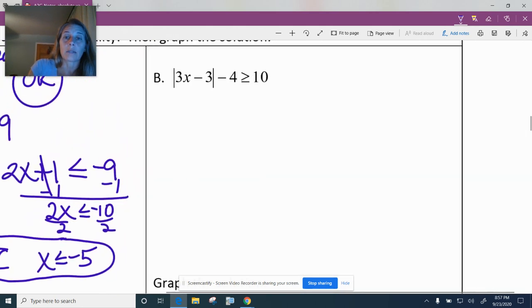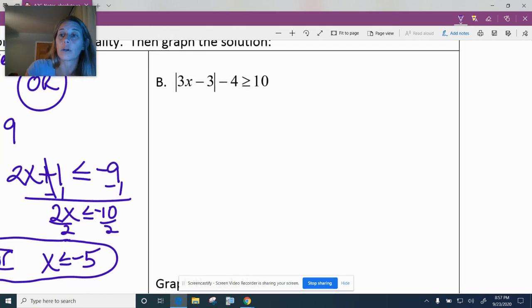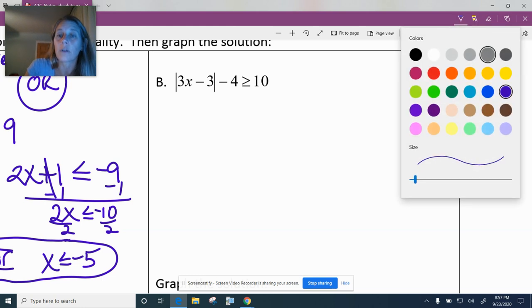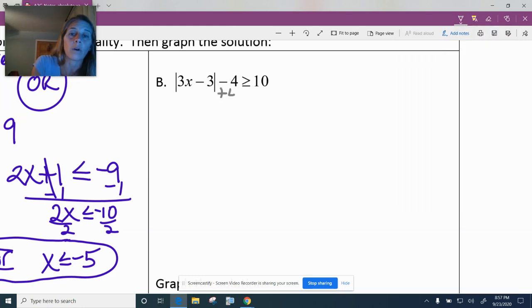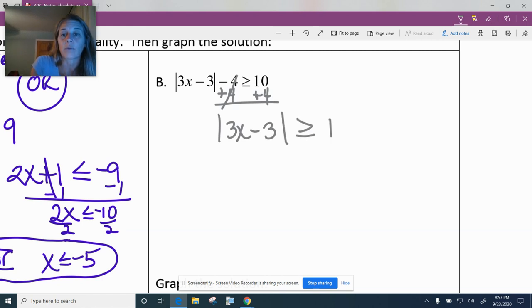Okay, so let's do the next one. First things first, we're going to move that 4 over to the other side. Doesn't matter if there's an equal sign, a greater than, a less than, you need to get this absolute value part all by itself to do anything. 10 plus 4 is 14.